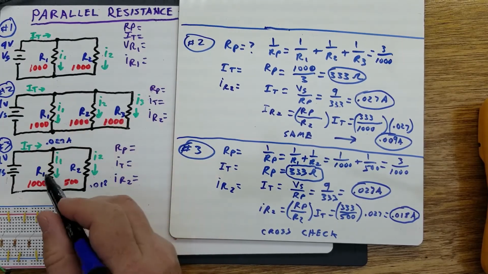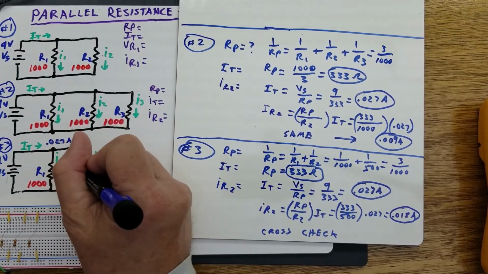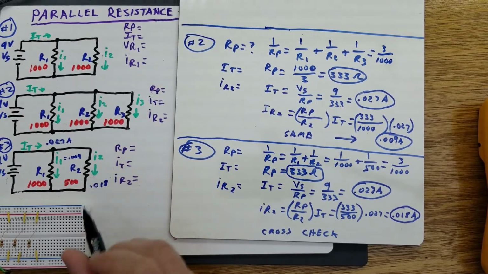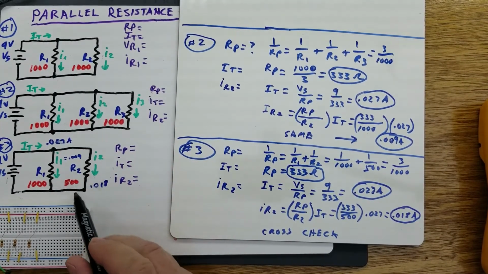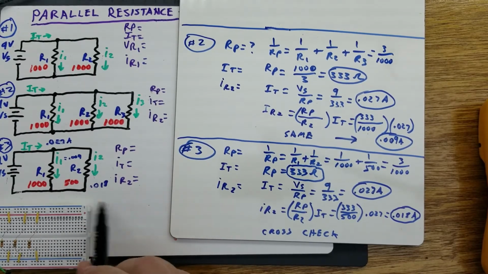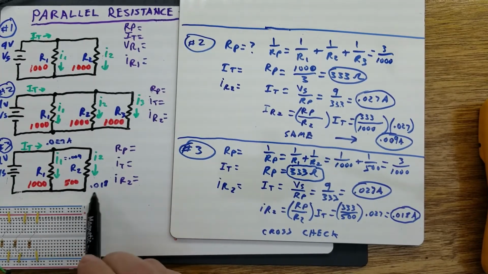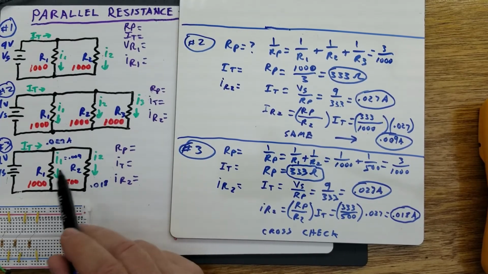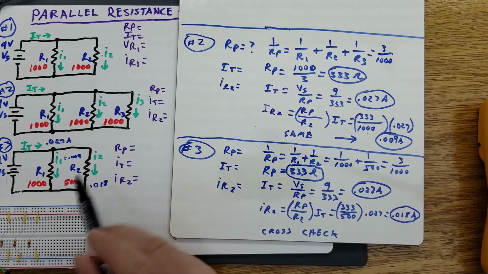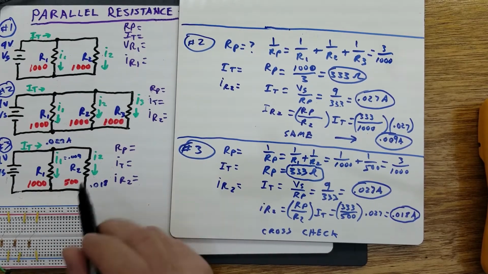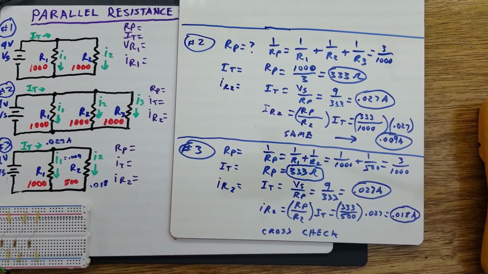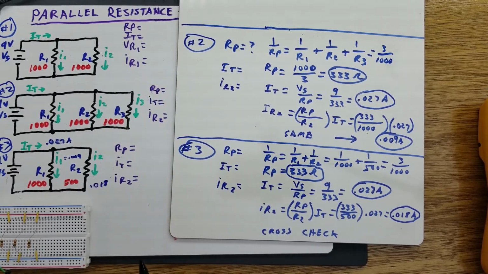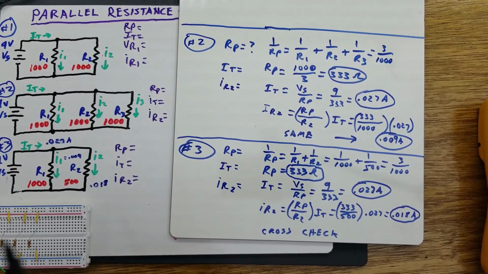The remainder is going through here, and that would be 0.009. So you see more current, as we expected, is going through R2 because it's of lower resistance. A higher current is going through R2 is what we expected, and it's a proportionally higher current based on the proportion of the resistance values of the parallel total equivalents.